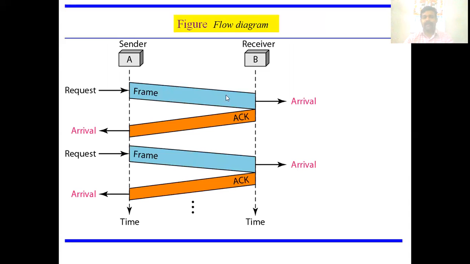Now the flow diagram. First the sender sends a frame, and the receiver receives it. After receiving the frame, the receiver sends an acknowledgement. After getting the acknowledgement, the sender sends the next frame. After getting the second frame, the receiver sends the acknowledgement, and again the next frame is sent. This is stop and wait: first it sends, then it stops until it gets an acknowledgement.